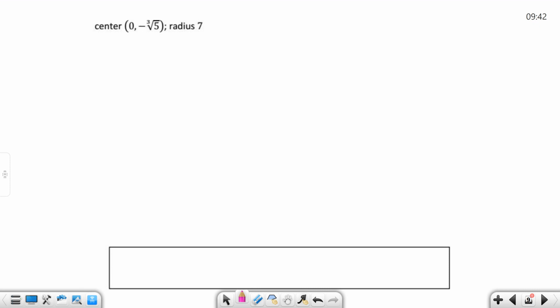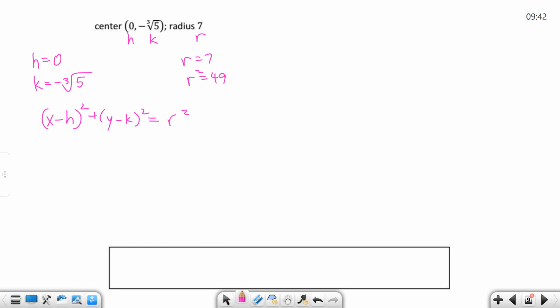And again here I just went crazy. 0 in the cube, negative the cube root of 5, really? So this is h, this is k, this is r. My h is 0, my k is not the cube root, it's the negative cube root of 5. And then r equals 7. So what is r squared? It's 49, right? So x minus h squared plus y minus k squared equals r squared. So x minus 0 squared plus y plus the cube root of 5 squared equals 49. That's what r squared is, right?